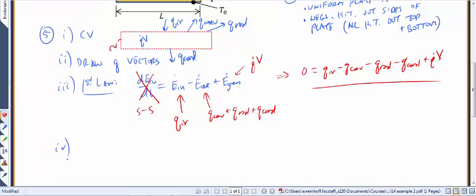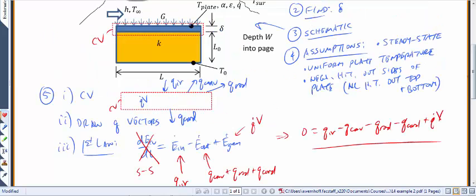Fourth, we can apply our heat transfer laws. What this means is that we can then replace these Q's with some functions of temperature. So first, let's look at Q irradiation. You can see the irradiation happens on the top of the plate, which means that only some of that irradiation is going to be absorbed by the plate, and that's going to be alpha times G. The area that it's acting over is going to be the length of the plate times the depth into the page.